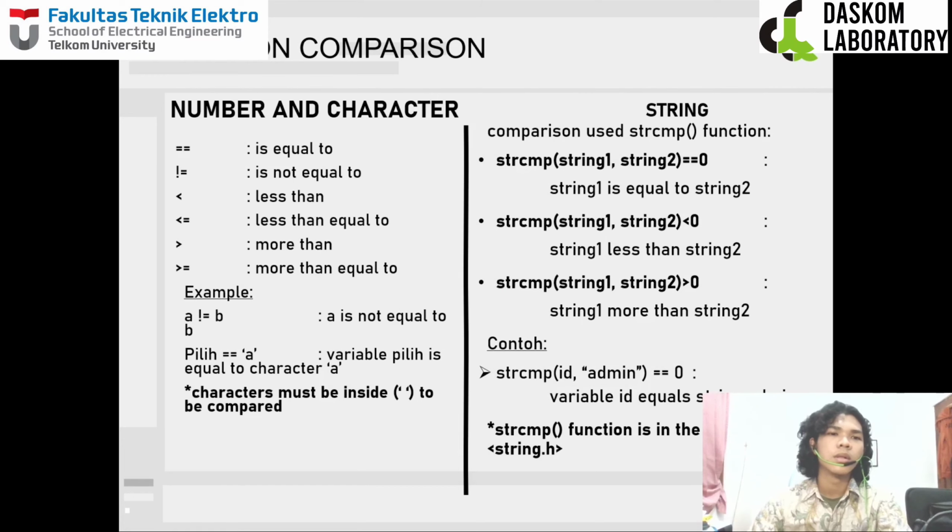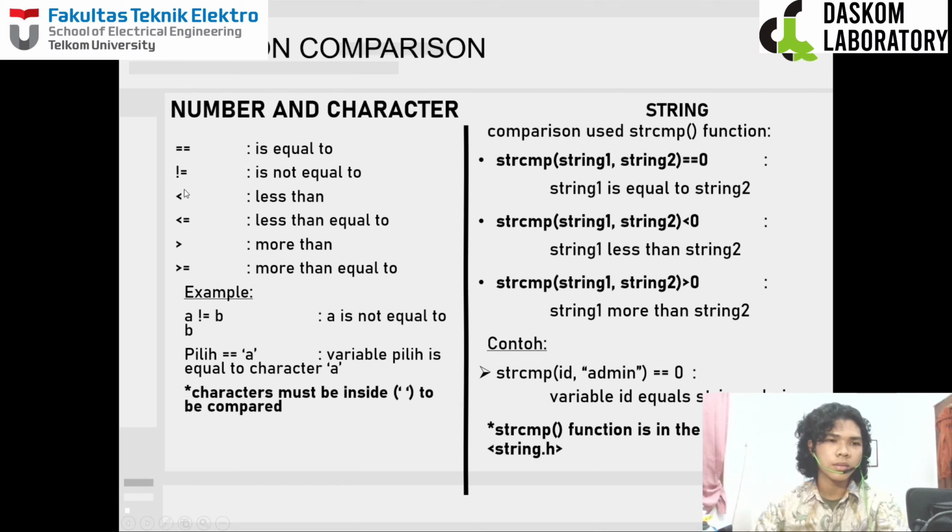Next, condition comparison. Number and character. The first comparison is the number and character. In the number and character, for is equal to, we are using this equal symbol twice. Equal equal. It means is equal to. And as we know, for not, we are using this symbol. So with this symbol, it means is not equal to.